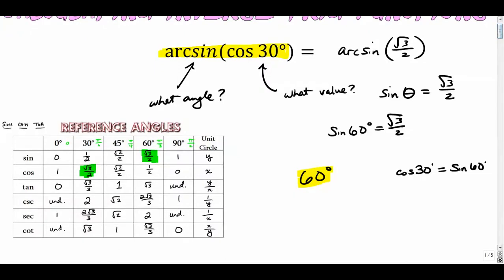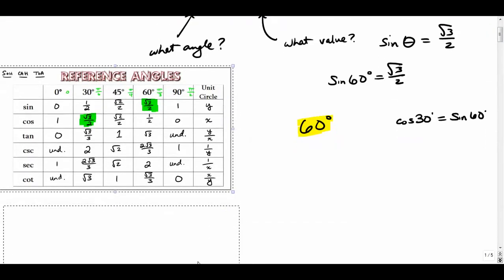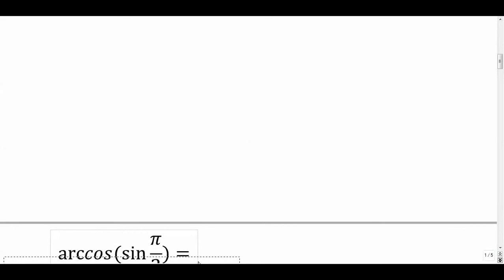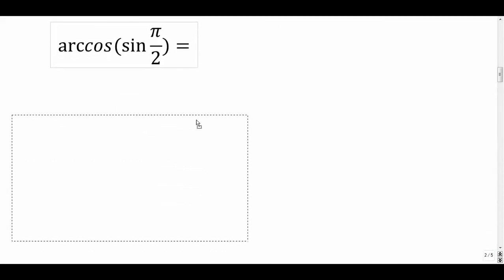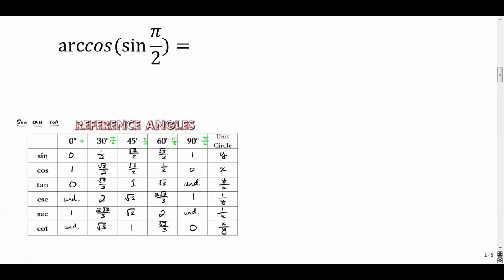Moving on. Let me bring this chart down with me. Alright, next one I'm going to be in radian mode here. So the sine of pi over 2 is on the inside. We're going to work from the inside out. The sine of pi over 2 is over here. Sine of pi over 2 is 1. So if we work from the inside out, I get the cosine of what angle is equal to 1?